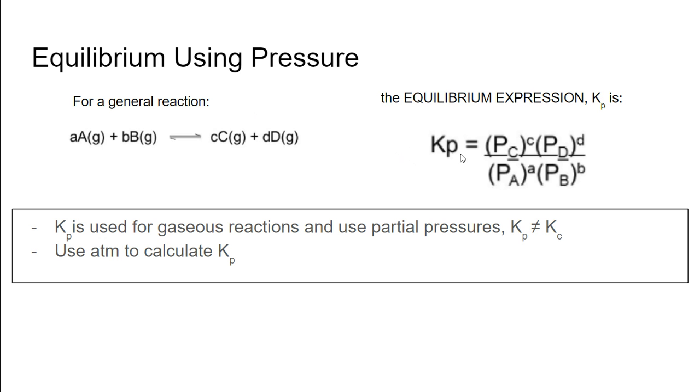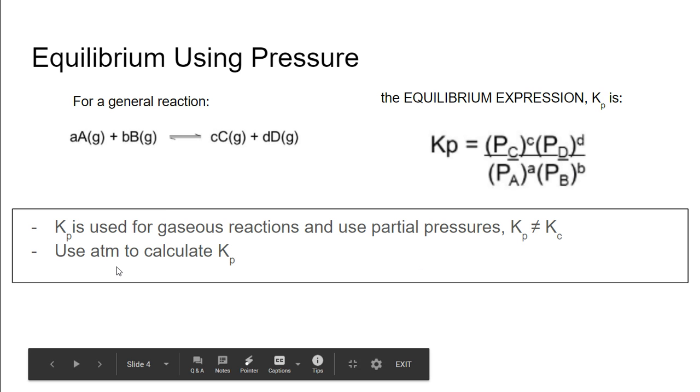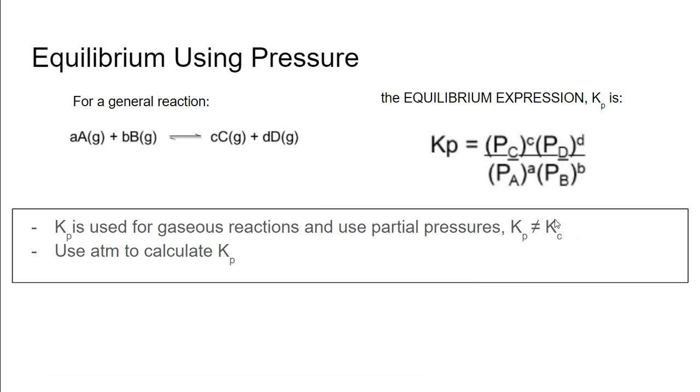Now, Kp is just the products over reactants, but it's the pressure of the products to their coefficient over the pressure of the reactants to their coefficient. Okay, and we use atm here. We're going to be using atm to calculate Kp. Just be careful because Kp is not equal to Kc.